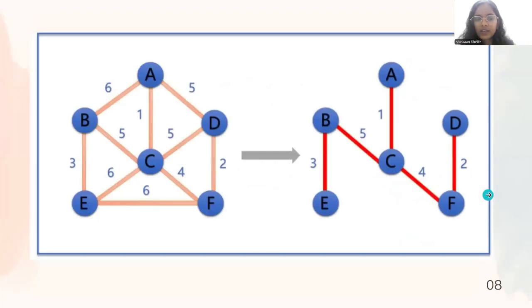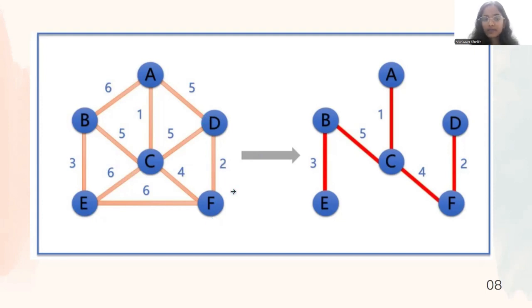Let's see another example. So this is what is given. So we have 6 nodes, A, B, C, D, E, and F. So here we have A to C 1, A to B 6, A to D 5, and B to C 5, C to D 5 again. C to F it is 4, E to F it is 6, and B to E it is 3, E to C it is 6, and D to F it is 2.